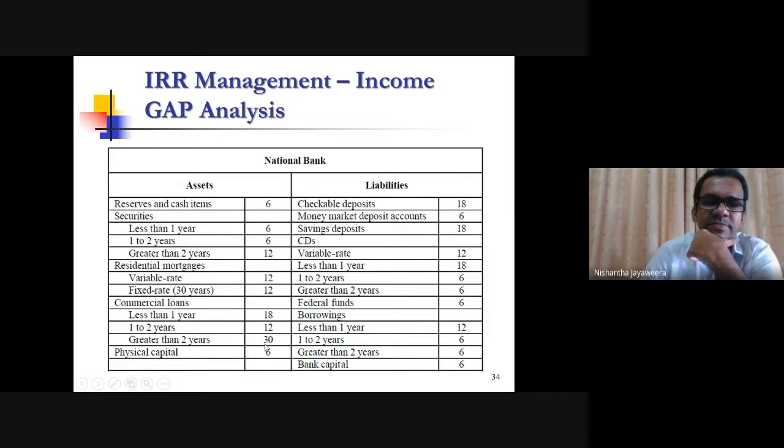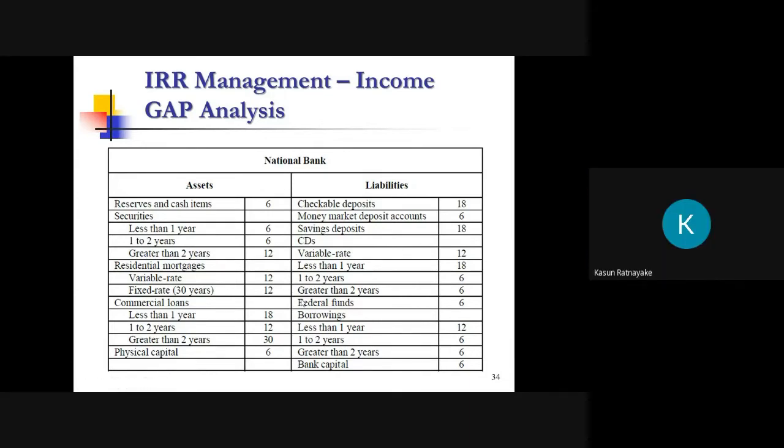Physical capital, that means physical assets. Is it rate sensitive? It's not rate sensitive, right? Okay, residential mortgages, fixed rate for 30 years. Fixed is not rate sensitive.